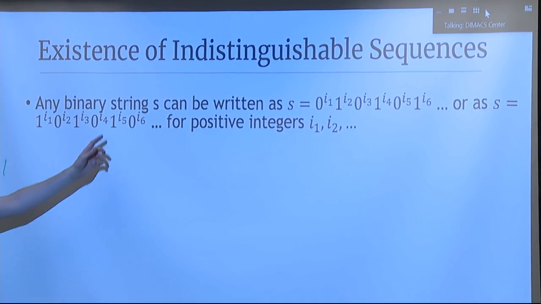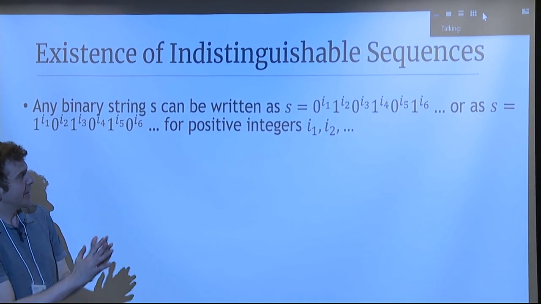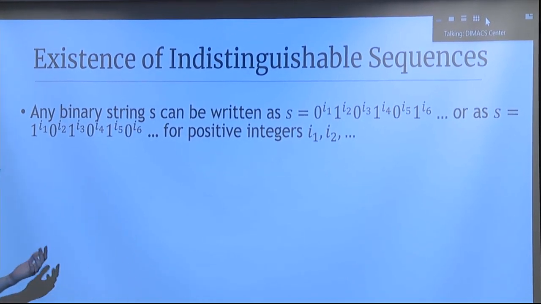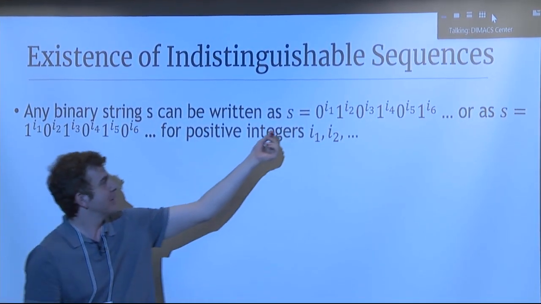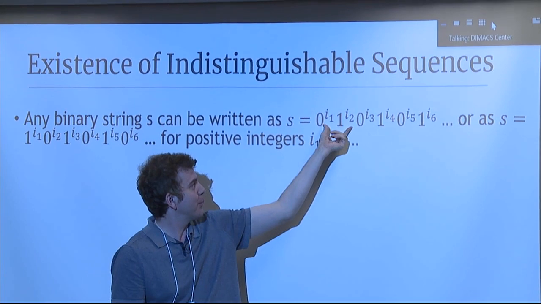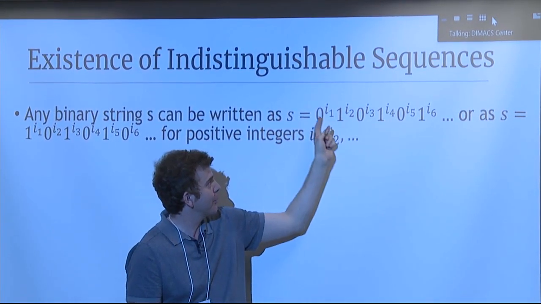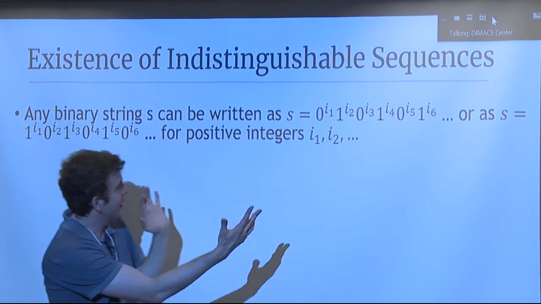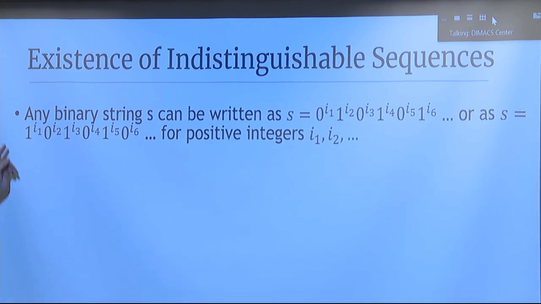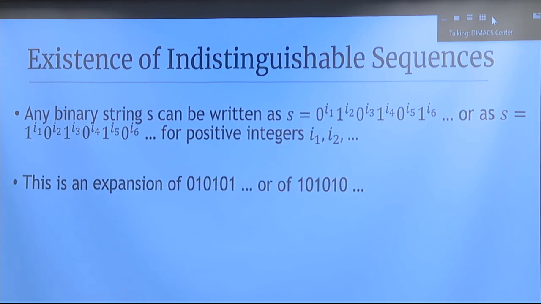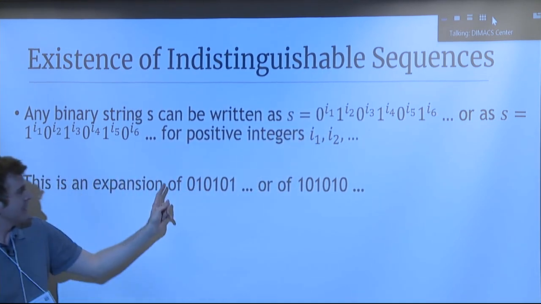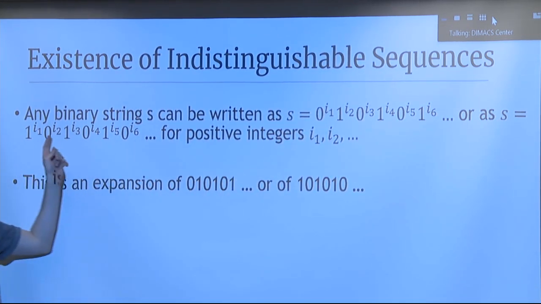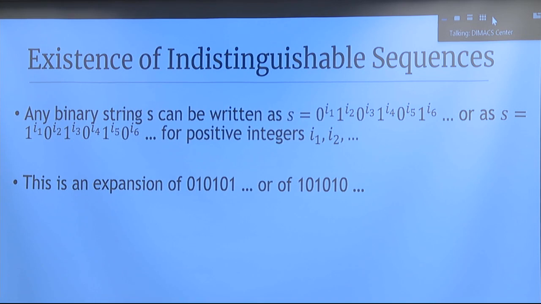Any binary string S can be written in one of two forms. I can write it as a sequence of zeros followed by a sequence of ones, followed by a sequence of zeros, and so on, where the I1, I2, and so on are positive integers. Or I could have started with a 1 and did the same thing. These are just the runs in the sequence. In this case, I'm just doing an expansion of 0, 1, 0, 1, 0, 1, and the other case of 1, 0, 1, 0, 1, 0.